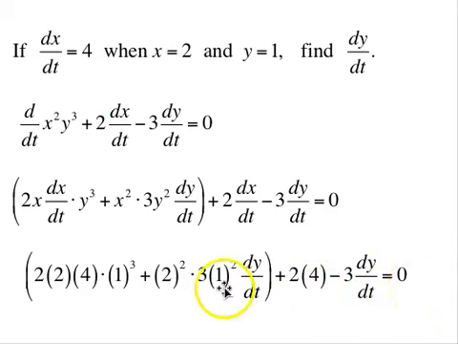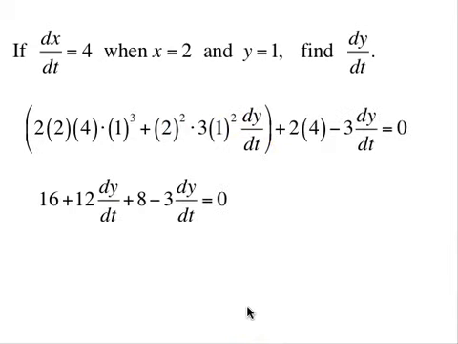So let's do the arithmetic here. 2 times 2 is 4, times 4 is 16, 1 cubed is still 1, so that first piece is going to be 16. This is 4 times 3 times 1, that's going to be 12 dy dt. Over on this side, 2 times 4 is 8, minus 3 dy dt. 16 and 8 is 24. 12 minus 3 is 9, so 12 dy dt minus 3 dy dt would be 9 dy dt. So we get 24 plus 9 dy dt is 0.